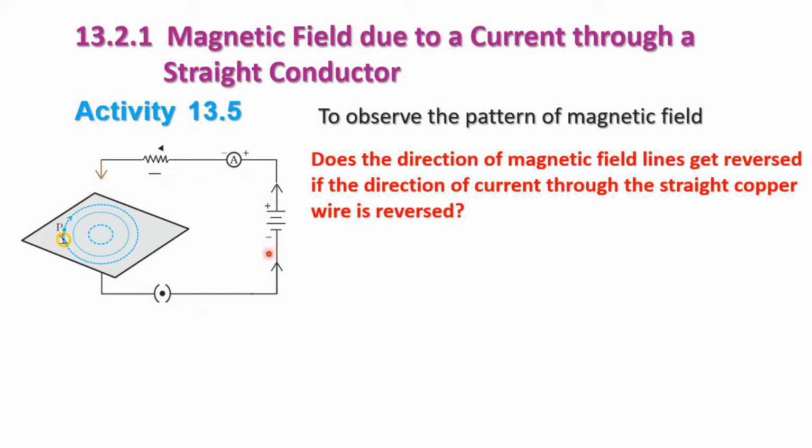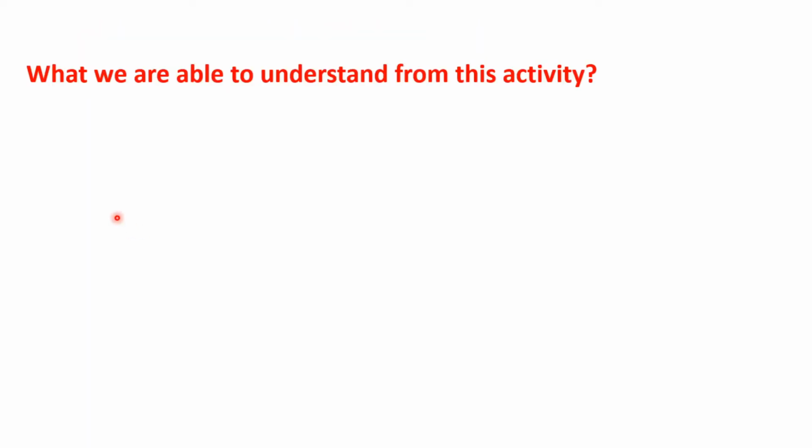What about the direction of these concentric circles? That means the magnetic field lines. Yes, it will be changing. That means earlier it was in clockwise direction. Now after reversing the polarity, it will move in anti-clockwise direction.